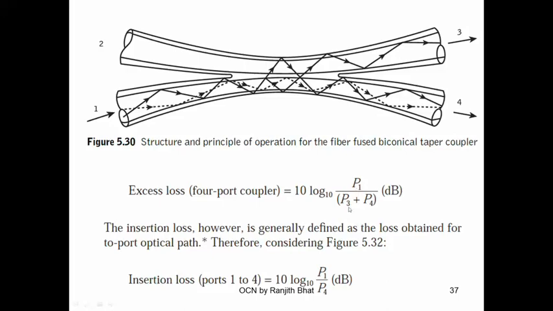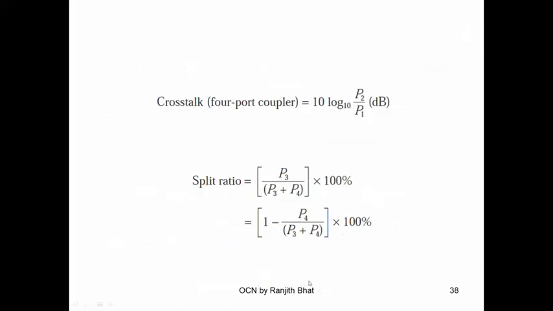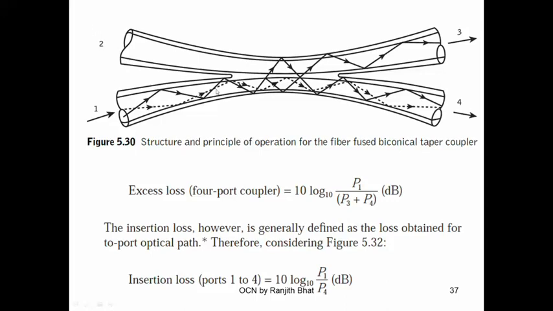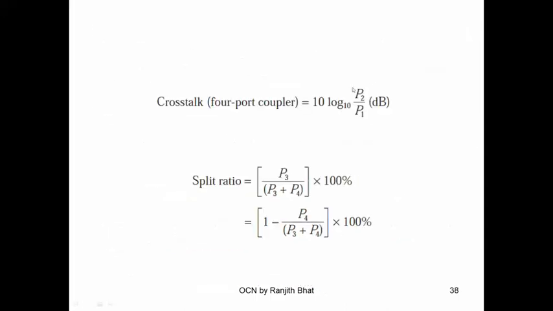We have P1, P3 and P4. Input power is 1, output powers are 3 and 4. This is the regular loss. Okay, excess loss. Insertion loss is from port 1 to 4. Port 1 to 4, so you are going to consider only 1 and 4. First one was excess loss, then insertion loss. Crosstalk loss is 2 to 1. This is where the waveguide is allowing the light to travel back. So 2 to 1. And finally, split ratio can be calculated by P3 divided by P3 plus P4.